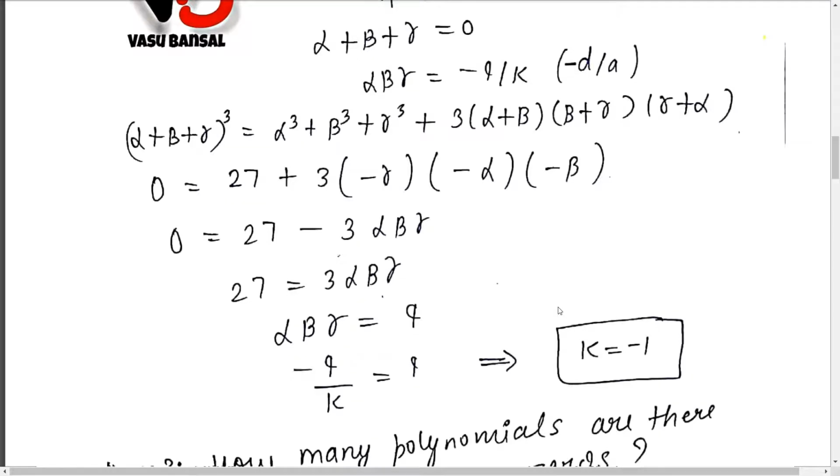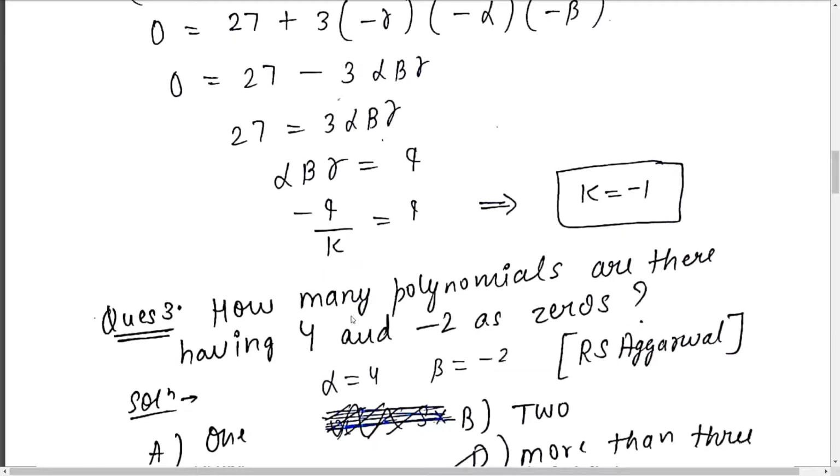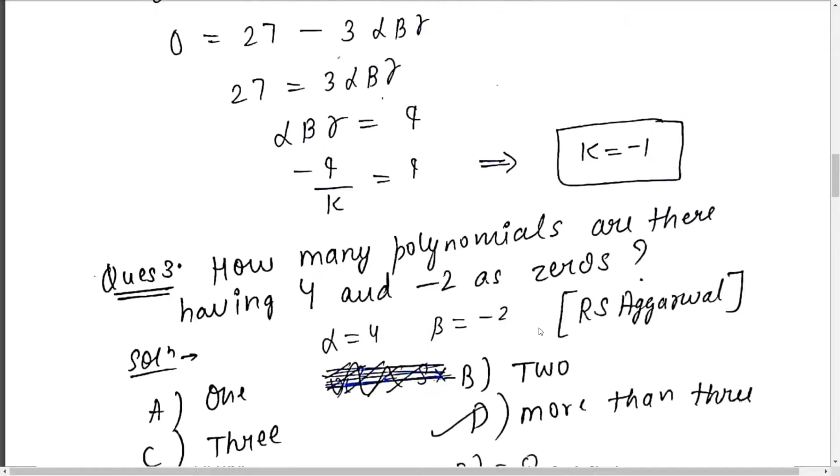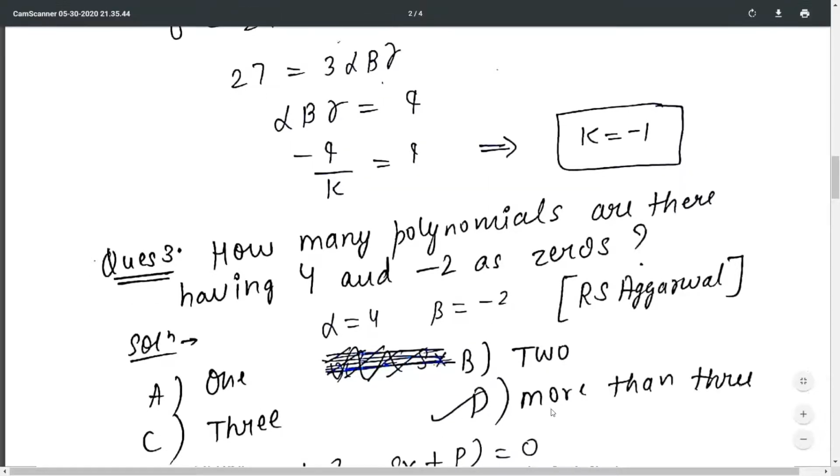So this was from your HOTS. So let's move to the next question. How many polynomials are there having 4 and minus 2 as zeros? So this is from your RS Agarwal. Answer is more than 3. These are the options: 1, 2, 3 or more than 3.